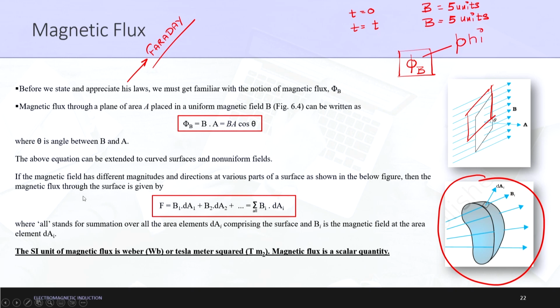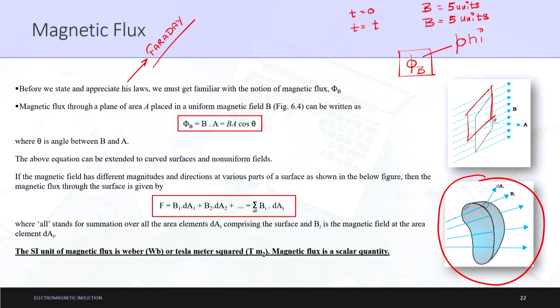Then the magnetic flux through the surface is given as Φ equals B1 dot dA1 plus B2 dot dA2 plus, and so on. Any n number of magnetic fields can be there, with varying values and varying areas. The complete flux is the summation of Bi dot dAi, where the sum is over all the area elements dAi comprising the surface, and Bi is the magnetic field at the area element dAi.